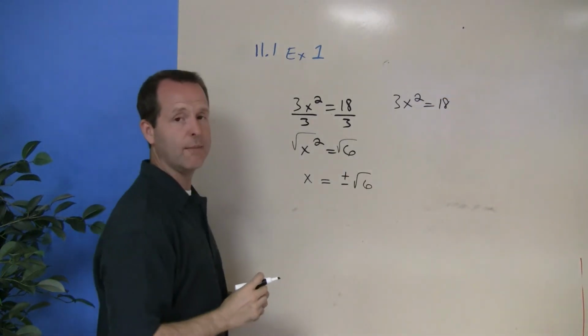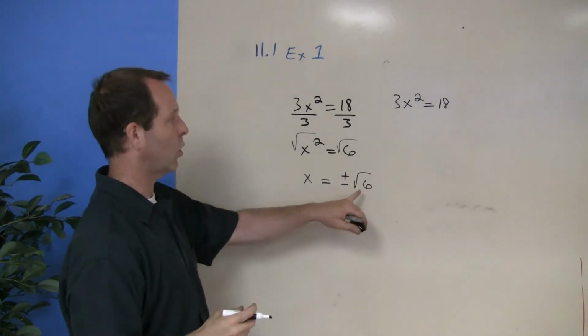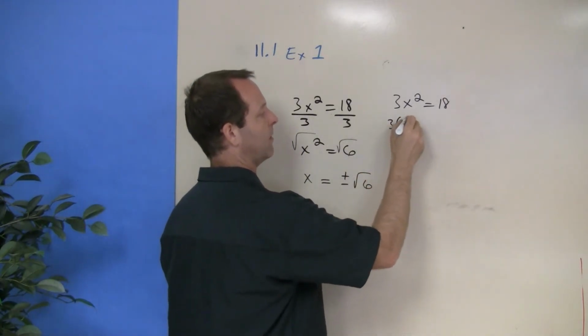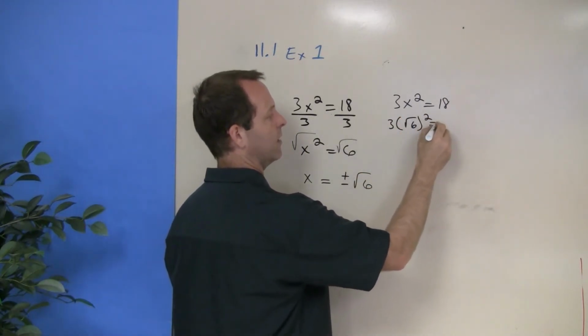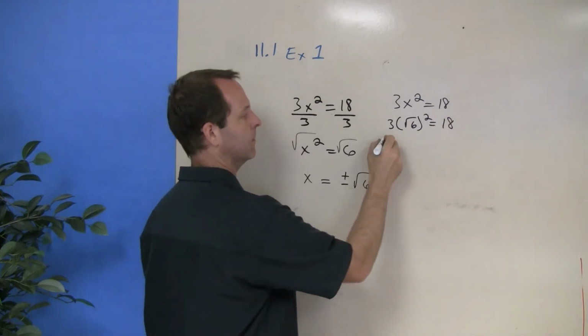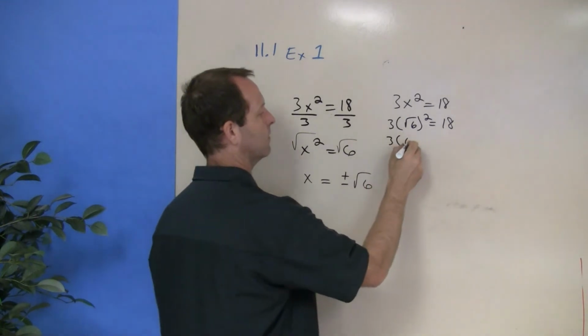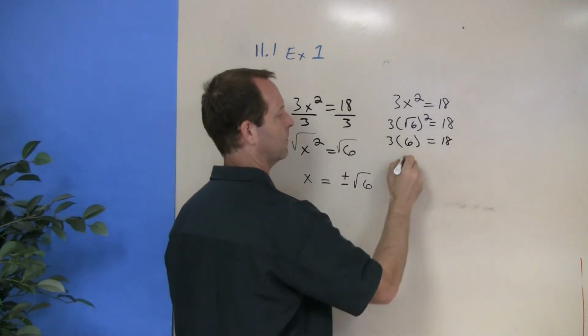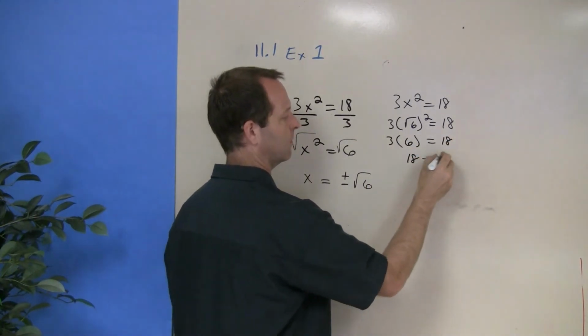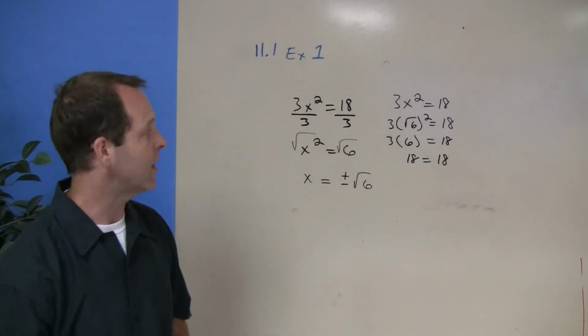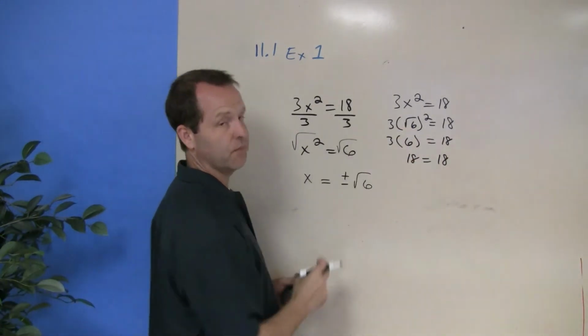Here's my original statement. Let's try the square root of 6 first. So 3 times the square root of 6 squared equals 18. 3 times the square root of 6 squared is 3 times 6. And there's a check. 18 does in fact equal 18, so therefore I know that my solution is a good solution.